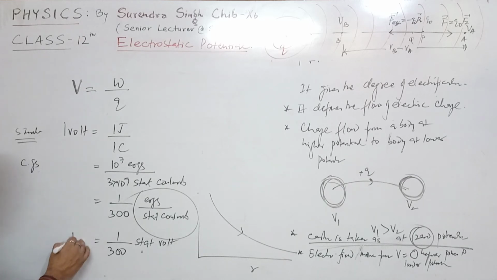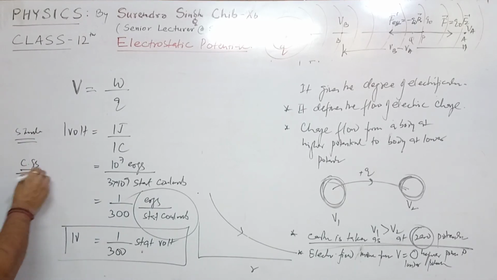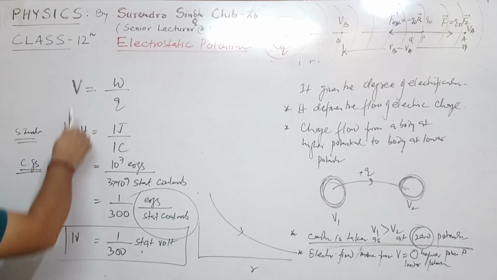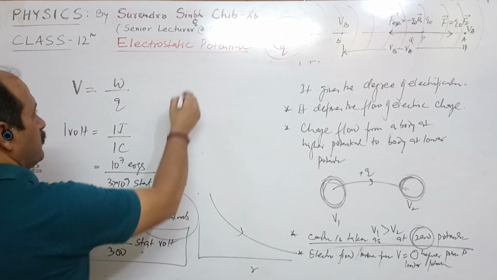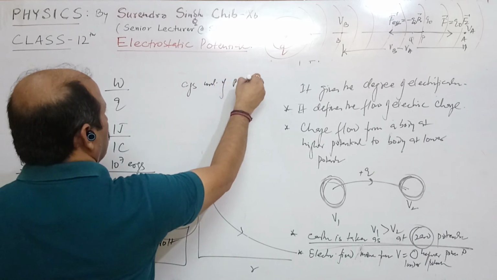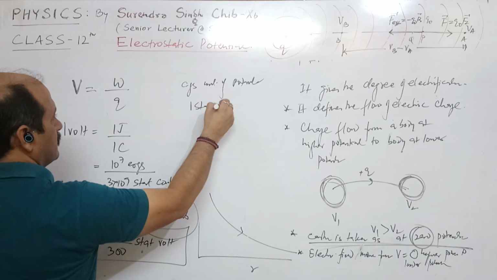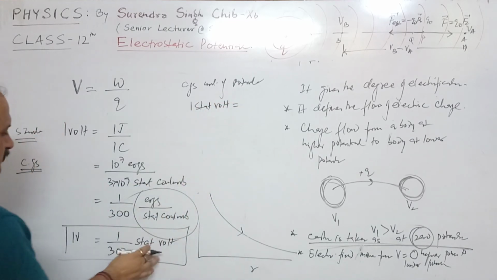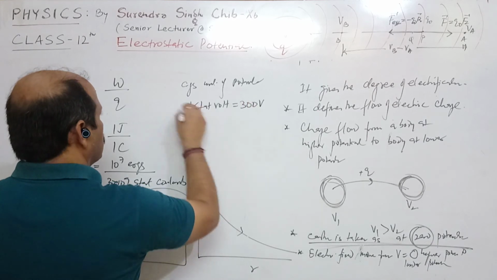So this is, see here. So what is CGS unit of potential? Potential, it is stat volt. So what is CGS unit of potential? CGS unit of potential क्या है? It is 1 stat volt. 1 stat volt किसके बराबर होता है? 300 volt. See here.